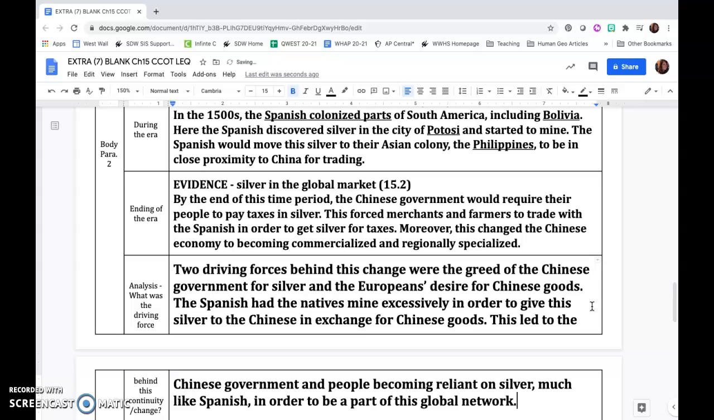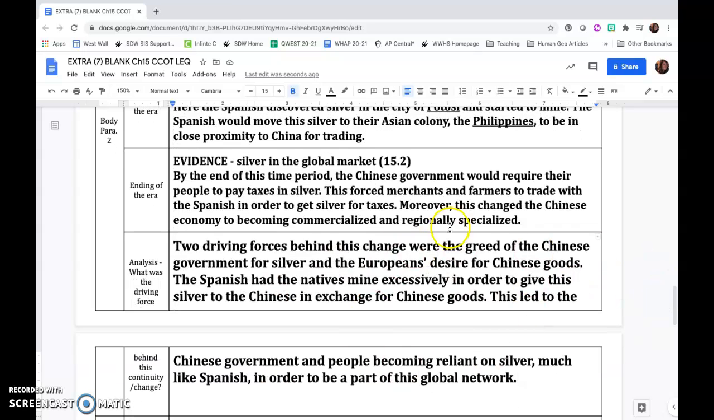So again, everyone is now wanting silver, they're trying to get it, and so that's what we talked about in my analysis. I'm talking about why this happened, and it's really these two pieces of the government wanting silver for taxes, people now have to find a way to get silver, and then that European desire for Chinese goods. Your analysis should be anywhere between 3 and 5 sentences, depending on how precise you can be.